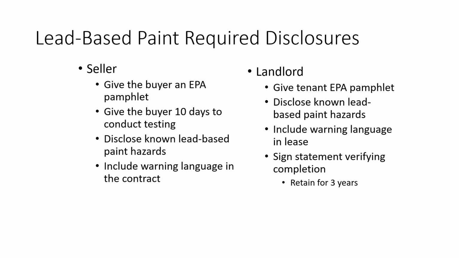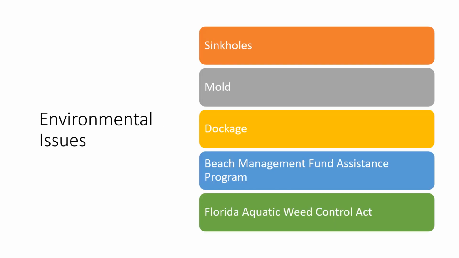Landlords must give the tenant an EPA pamphlet, disclose known lead-based paint hazards, include warning language in the lease, and sign a statement verifying completion, which is retained for 3 years. Some other environmental issues: sinkholes, mold, dockage, the Beach Management Fund Assistance Program, and the Florida Aquatic Weed Control Act.